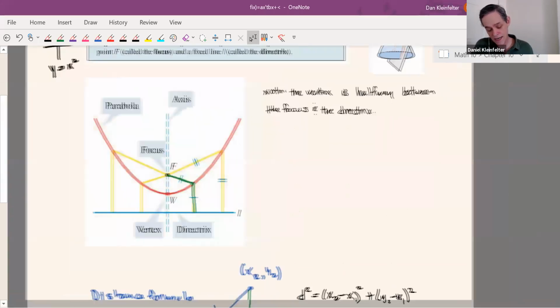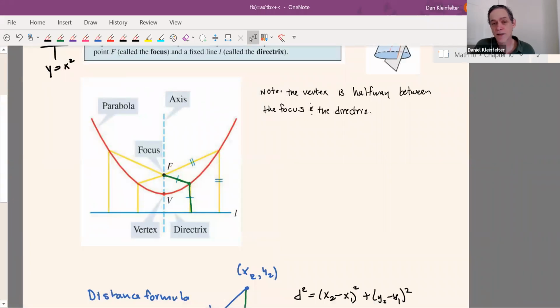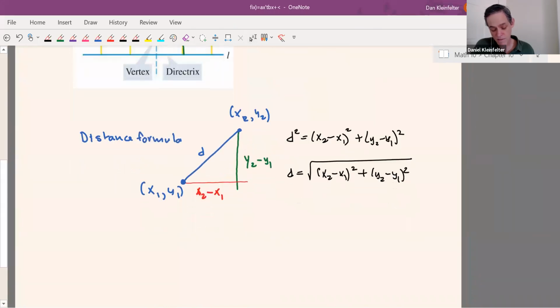So what we'll work on next is the derivation for the equation of the parabola. And to do that, I wanted to remind you about the distance formula. We looked at that recently, but it's worth repeating. If you have points x1, y1, and x2, y2, how to find the distance between the two. Basically, we saw that we could come up with this formula using the Pythagorean theorem.